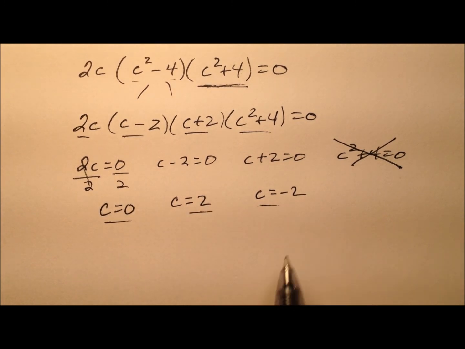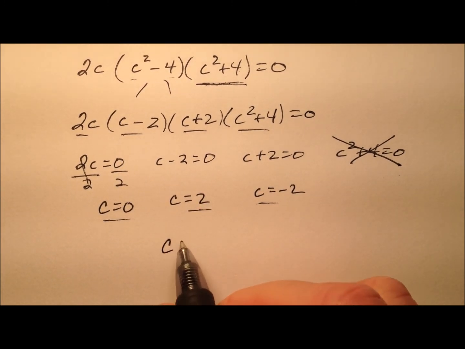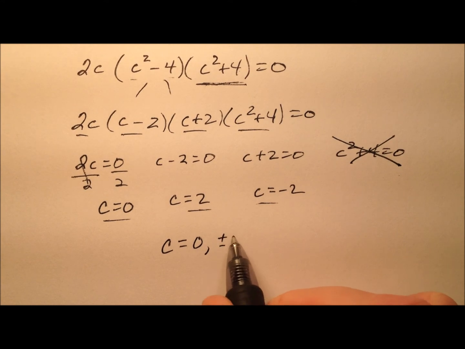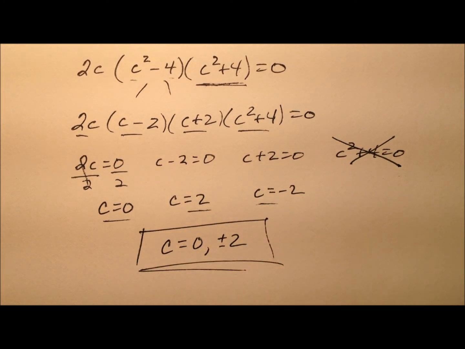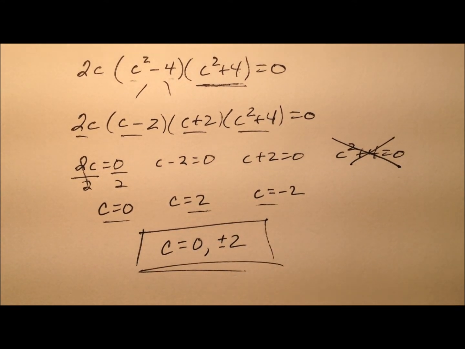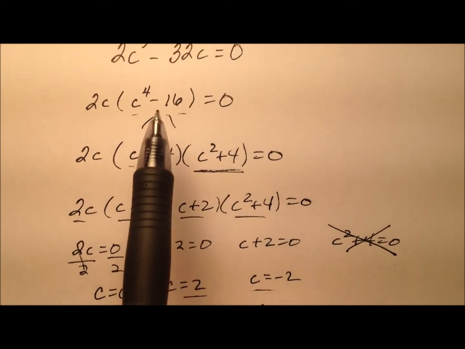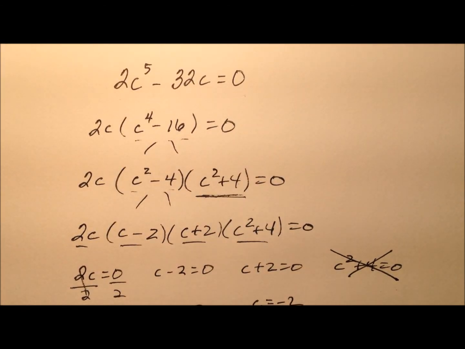So what we're left with here are these 3 values, and it looks like we have c equals 0 and plus and minus 2. So these will be the 3 real number solutions for my equation 2c to the fifth minus 32c equals 0.